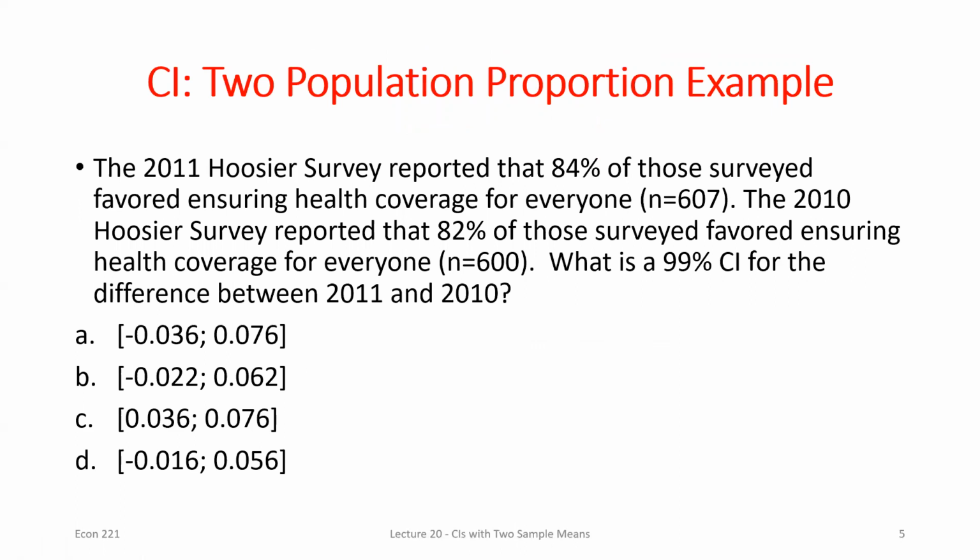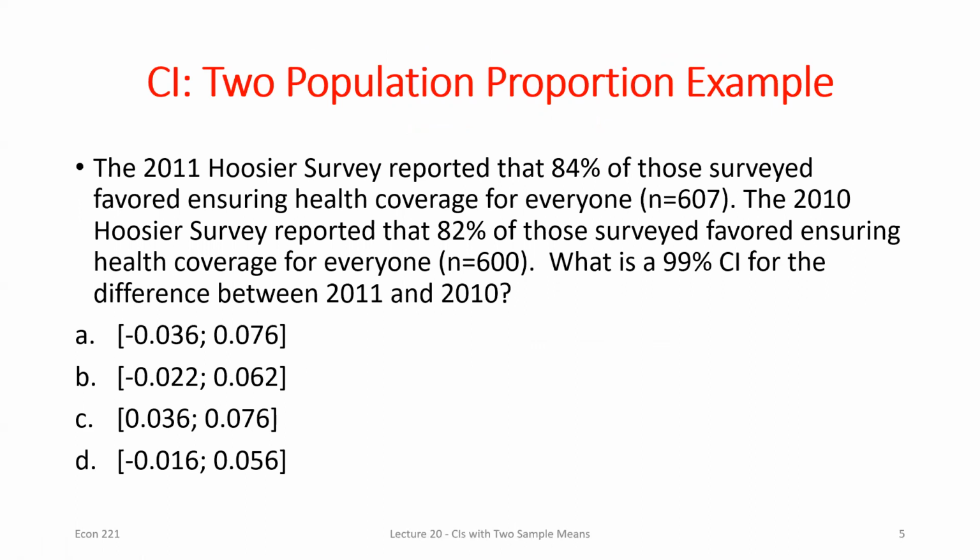And then we'll go to hypothesis testing. So let's say I had this survey that had 84% of people in 2011 favored healthcare coverage for everyone, and 607 people were in that survey. In 2010, 82% were in favor, with only 600 people in that survey. What would the 99% confidence interval be for the difference between 2011 and 2010?